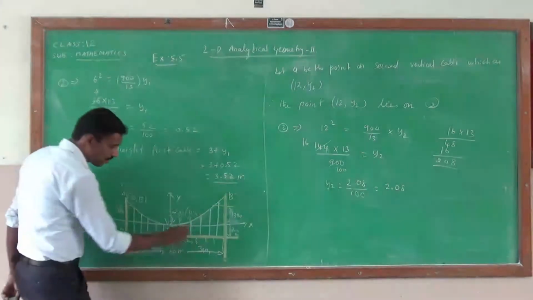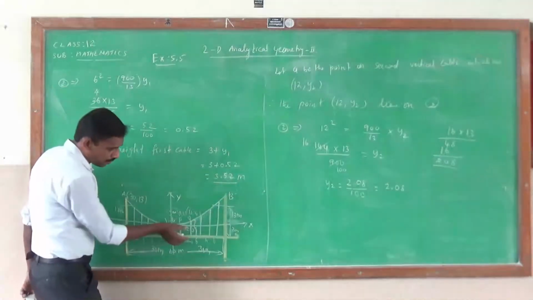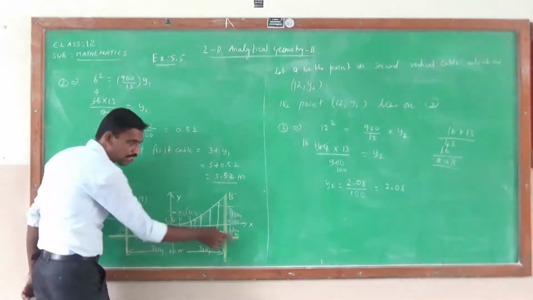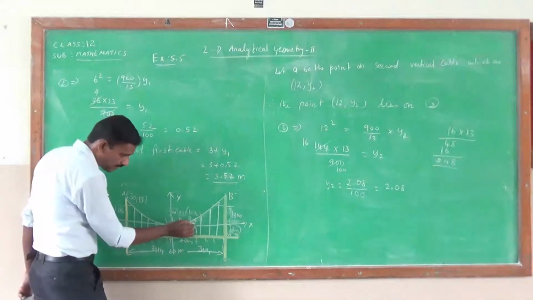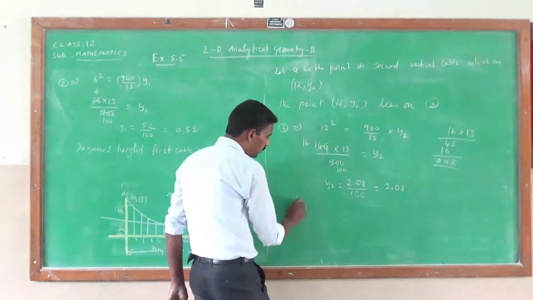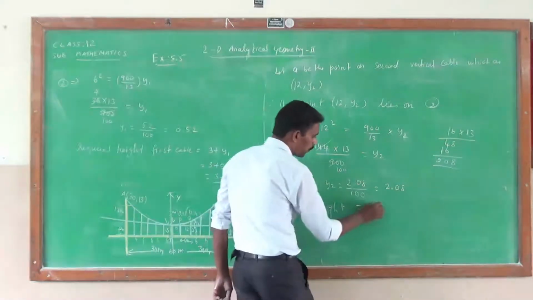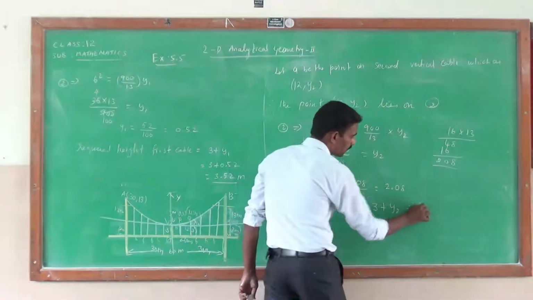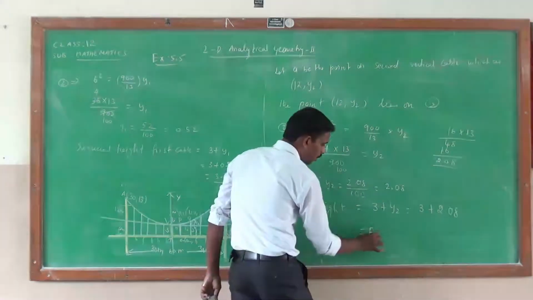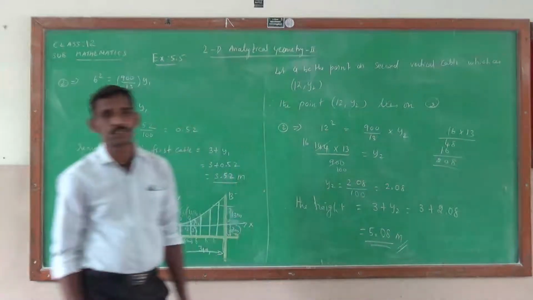Now we acquire the distance, this one, but this distance we already know. According to the x-axis, the distance between the x-axis and the roadway is nothing but 3 meters. So next, this distance should be y2. Now the required height is equal to 3 plus y2, that is 3 plus 2.08, so nothing but 5.08 meters. Thank you, students.